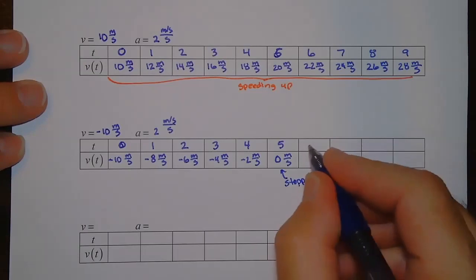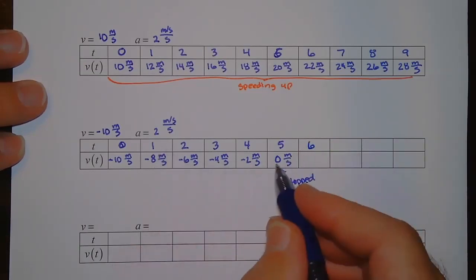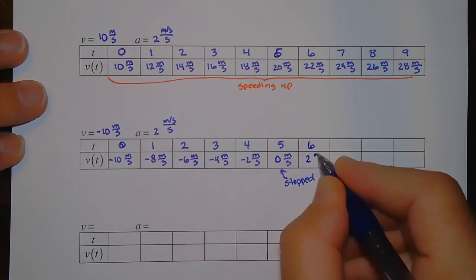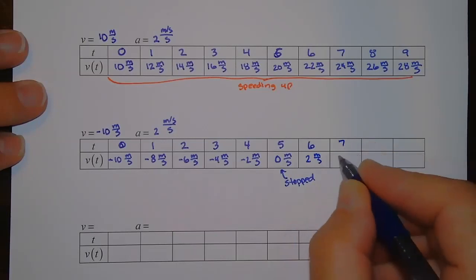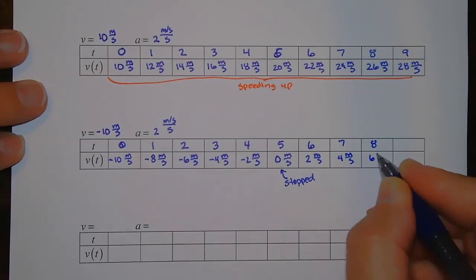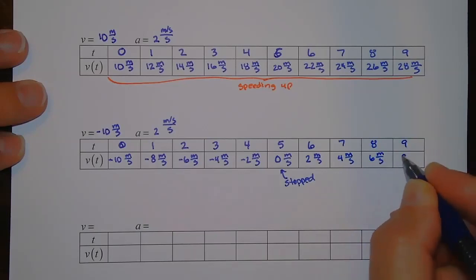We've stopped. Okay, so 1 second later, we'd be at 6 seconds, and we're adding 2. So adding 2 to 0 would put us at 2 meters per second. At 7 seconds, we'd be at 4 meters per second. At 8 seconds, we'd be at 6 meters per second. And then at 9 seconds, we'd be now at 8 meters per second.